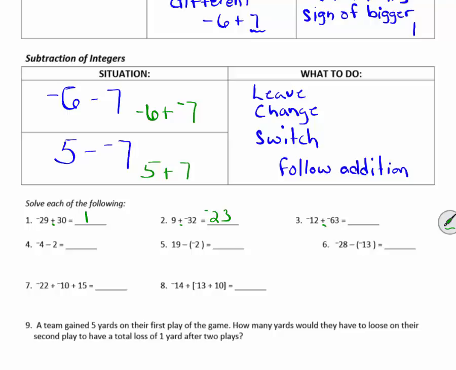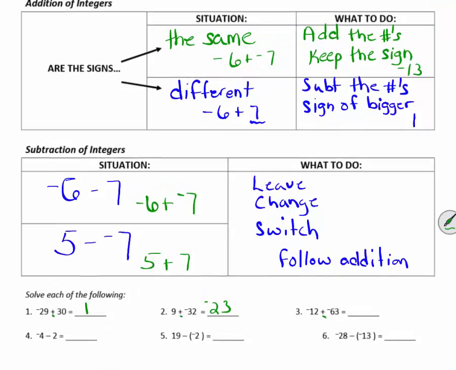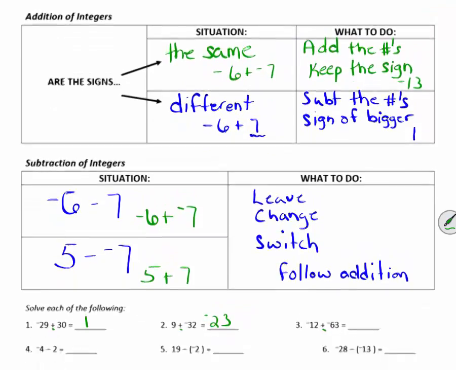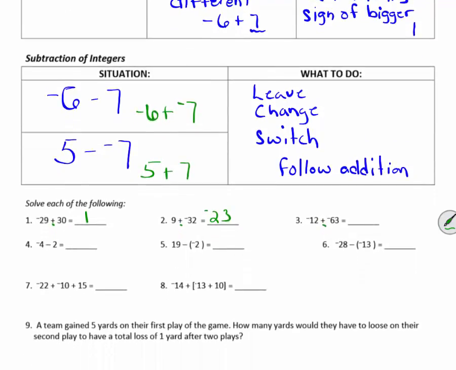Number 3, adding, the signs are the same. My rules up top tell me that I add the numbers and I keep the sign. So adding those numbers is going to give me 75. They're both negative, so it's a -75. All right, now we have some subtraction problems. So -4 minus 2, there's my subtraction, becomes -4 plus -2. Now the signs are the same. We're going to add them together, keep the sign, -6.